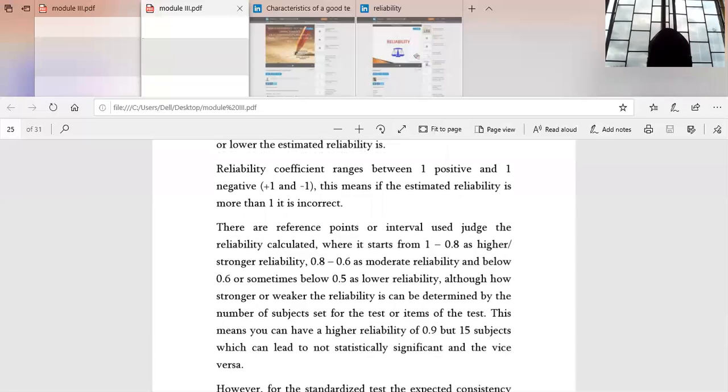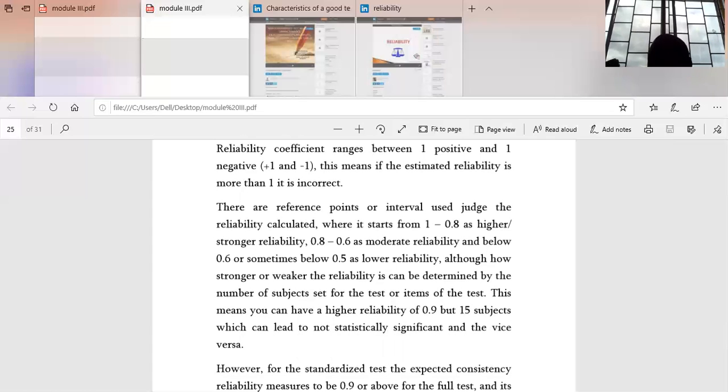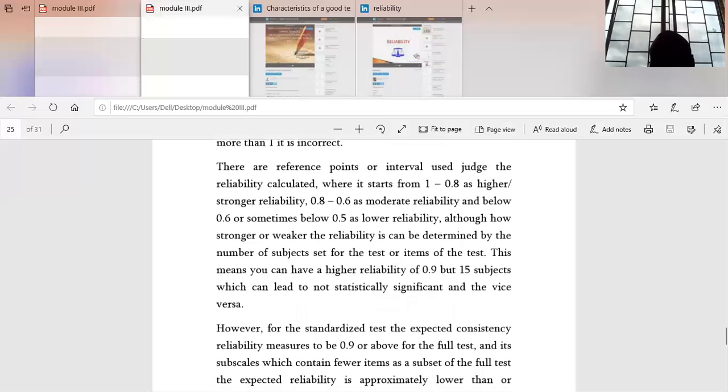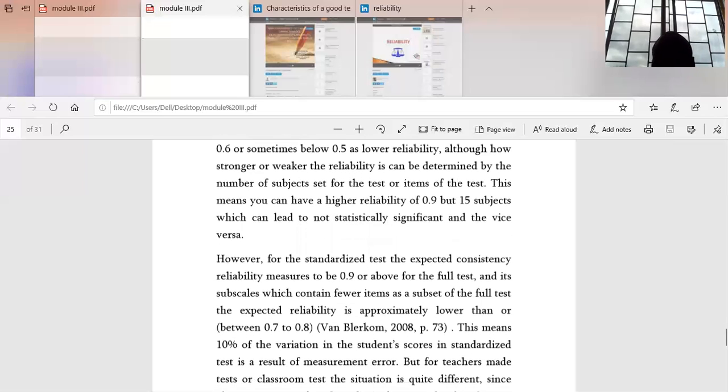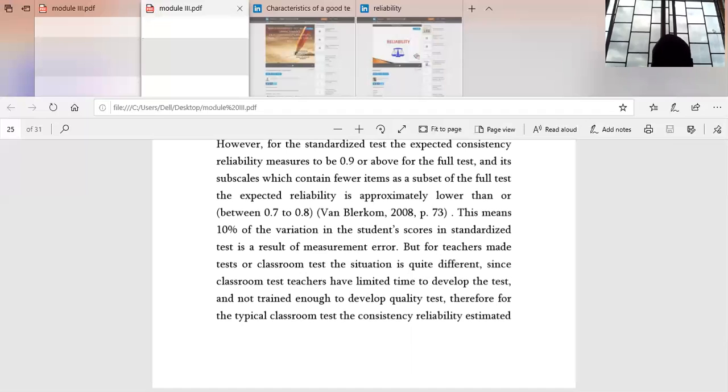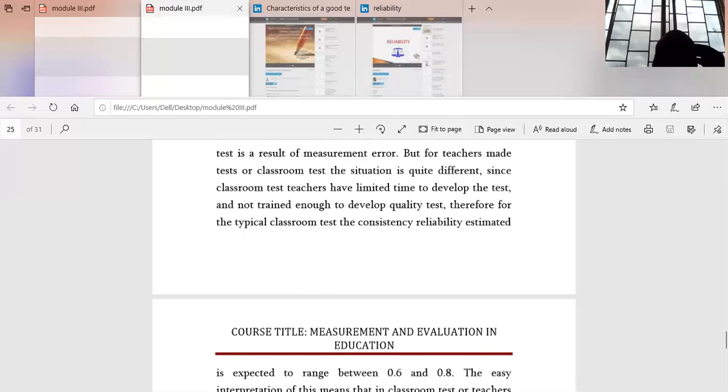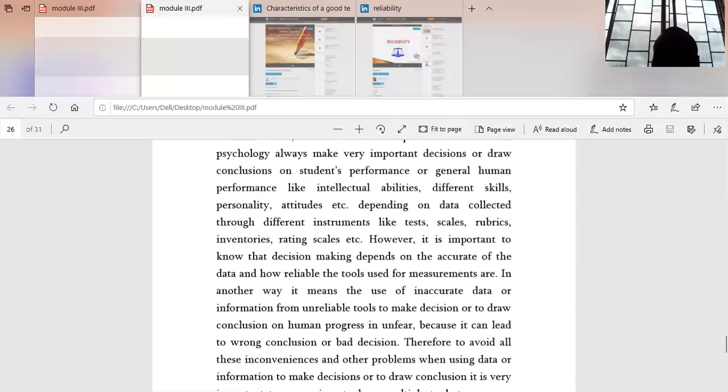Although a strong or weak reliability can be determined by the number of subjects set for the test items, this means that you can have a high reliability of 0.9 but with 15 subjects, which can lead to it not being statistically significant, and vice versa. So it depends. Sometimes you may have a high number, but it's lacking higher reliability. So that is the scale. That scale can be in terms of a decimal, or in terms of percentage. We are going to see that later when it comes to calculation.